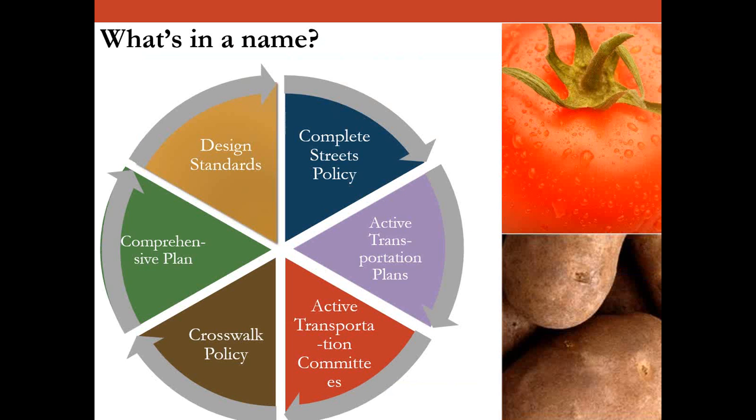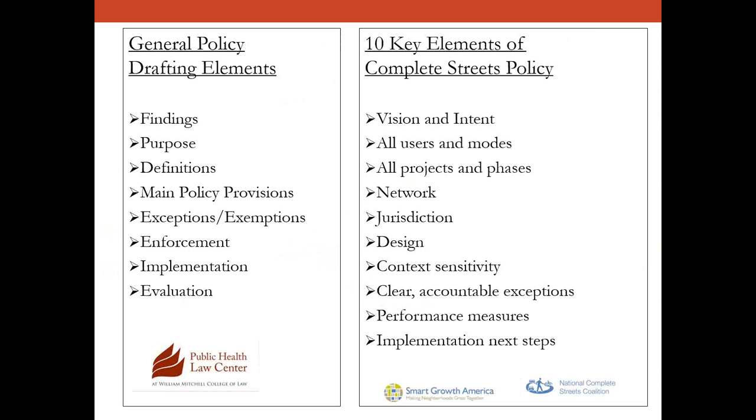So you've seen this, tomato, potato slide. It's like, what's in a name? There is a continuum of what we are talking about under active transportation and recreation policies. Some folks call it a complete streets policy, and other communities will call it an active transportation plan. Conceptually, it can mean a lot of things. We're going to use the term complete streets policy, but that doesn't mean that these concepts can't be applied in other areas.